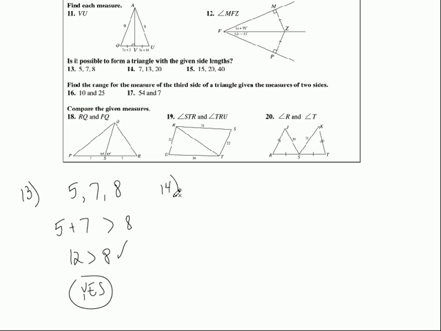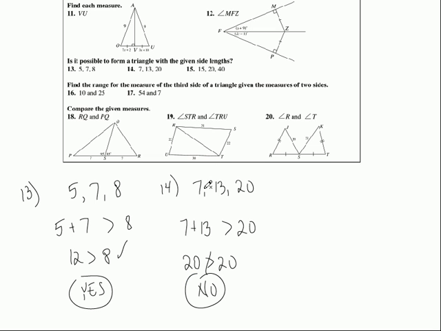Let's try 14. We do the same test, okay? We just have to determine if it's greater than. Sometimes they are, sometimes they're not. So let's take a look at these numbers. I've got 7, I've got 13, and I've got 20. So watch what I do. I take the two shorter ones, that would be 7 and 13. I add them together. It has to be greater than 20. Well, what's 7 plus 13? Well, it's 20. Is 20 greater than 20? No, it's not. So, no. You cannot make a triangle with sides 7, 13, and 20.